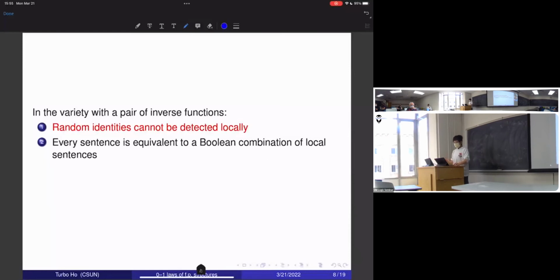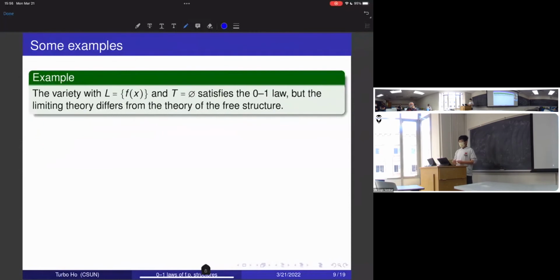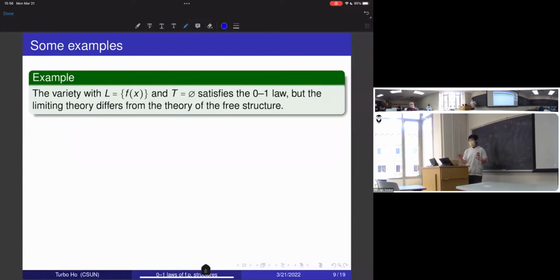So we're going to first look at the first one, that random identities cannot be detected locally, and we're going to look at a few examples and see how this could possibly fail. There are many ways this can fail, but one way is to look at an even easier example. You look at only one unary function and no theory, no axioms. So what happens? Here, the free structure is going to be an omega chain.